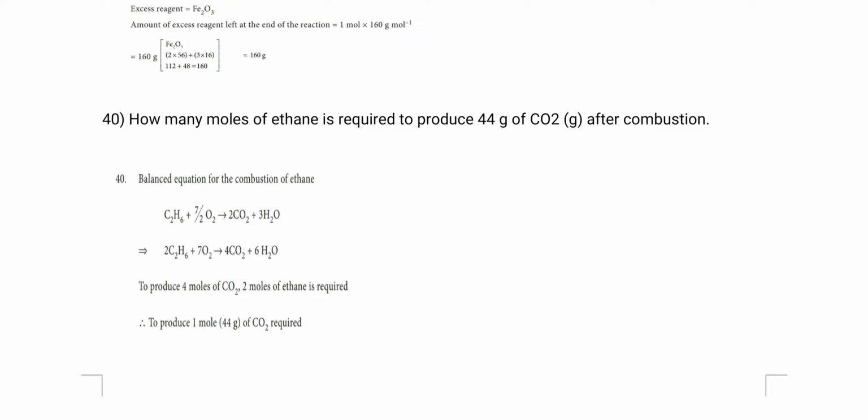Okay, how many moles of ethane is required to produce 44 gram of carbon dioxide after combustion? ஓகே, ஸோ ஃபர்ஸ்ட் ஒன் நம்ம என்ன பண்ணுறோன்னா ஈத்தேன் எடுத்து கம்பஷன் பண்ணுறோம். ஈத்தேனோட ஃபார்முலா என்ன? தட் இஸ் C2H6 is said to be the ethane. This is on combustion அப்படின்னா burning. கம்பஷன்னா என்னன்னா இட் இஸ் அ burning in presence of air is said to be the combustion.